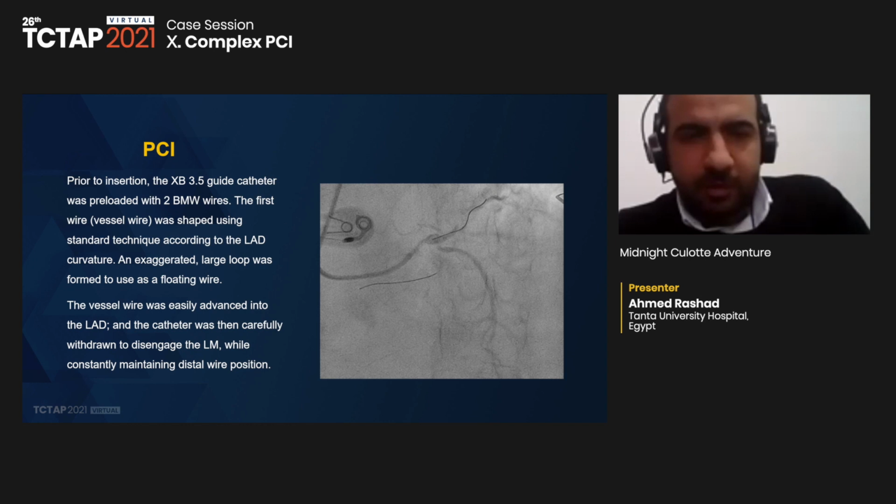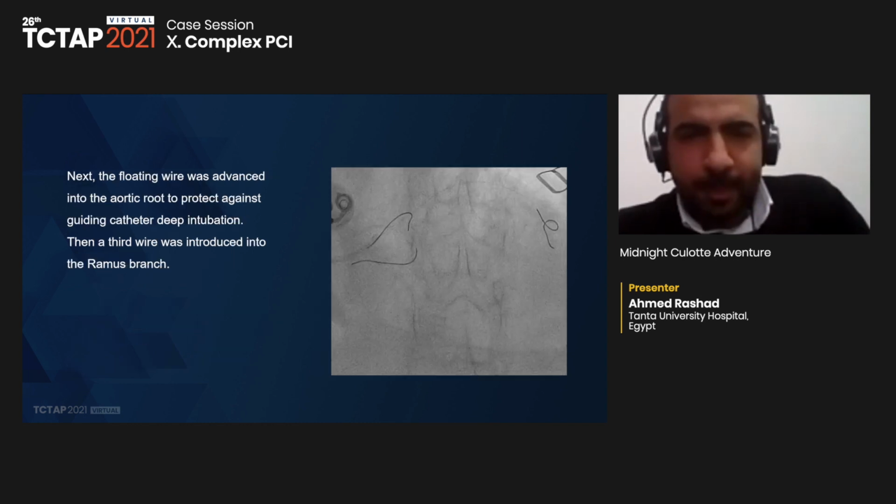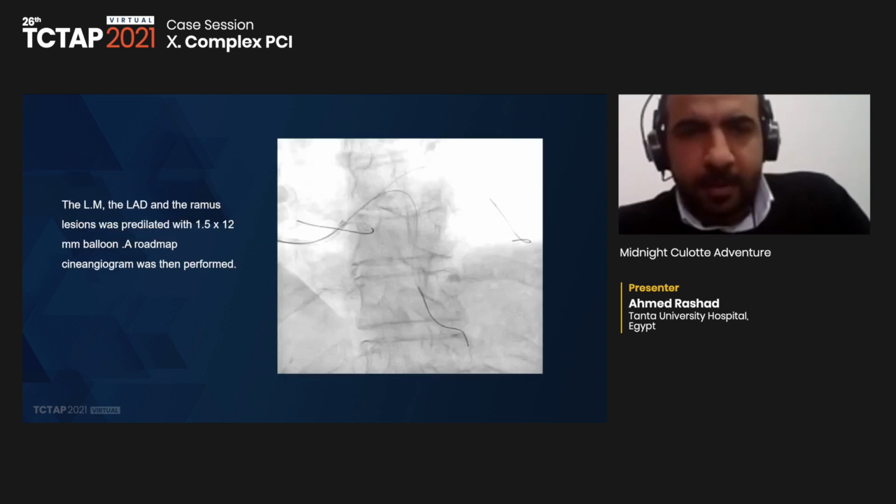The vessel wire was easily advanced into the LAD, and the catheter was then carefully drawn back to disengage the left main while constantly maintaining the distal wire position. Next to the floating wire, another wire was advanced to the ramus branch. Now we have 3 wires, one in the LAD, one in the ramus branch, and one floating.